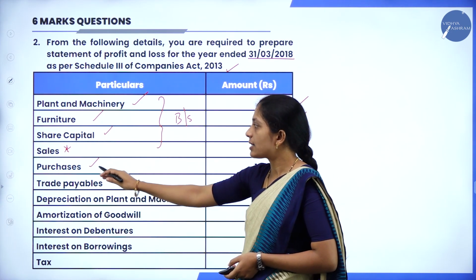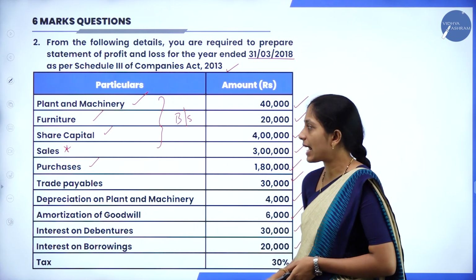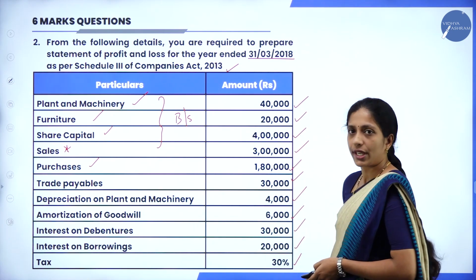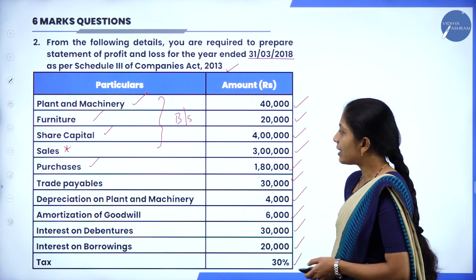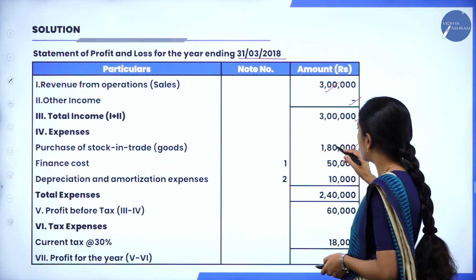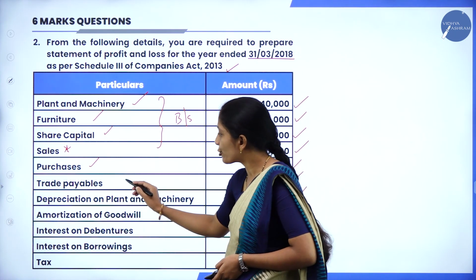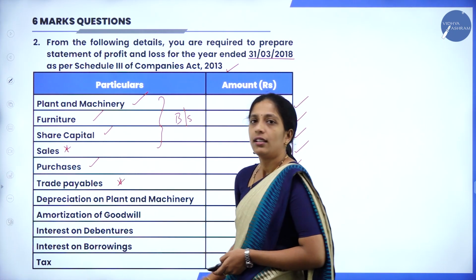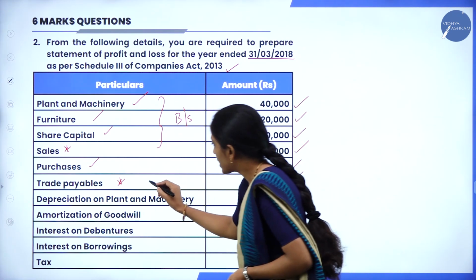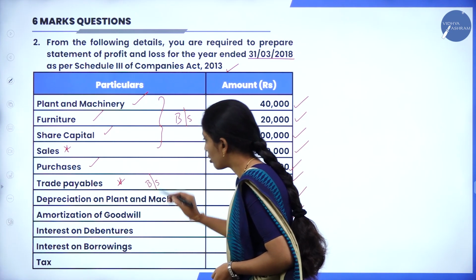So we are done with sales. Now purchase. Purchase can be written as purchase of stock in trade, that is 1,80,000. So purchase of stock in trade 1,80,000. Next we have trade payables. This also doesn't come under statement of profit and loss, it comes under balance sheet. We have to write a note for it.